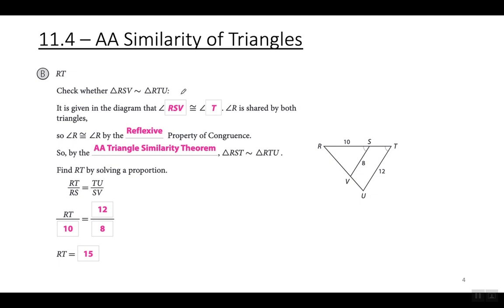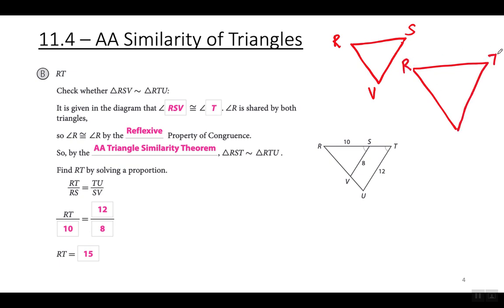All right, so let me see, it is given in the diagram that angle RSV is congruent to angle. All right, I would look at it this way. Let me draw two triangles here. Hold on, let me do that better. All right, so RSV. And let me draw the bigger triangle here. This may help some of you to see what I'm going to say better.